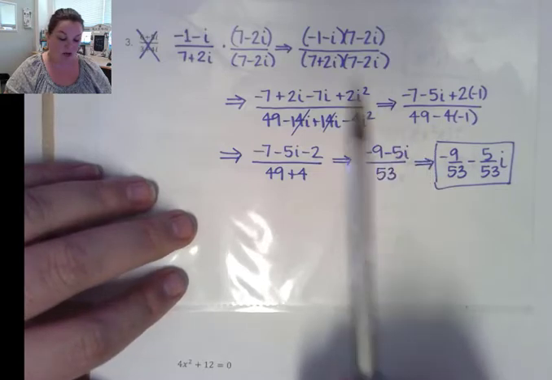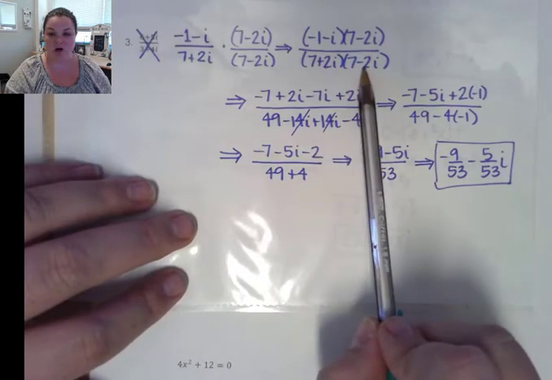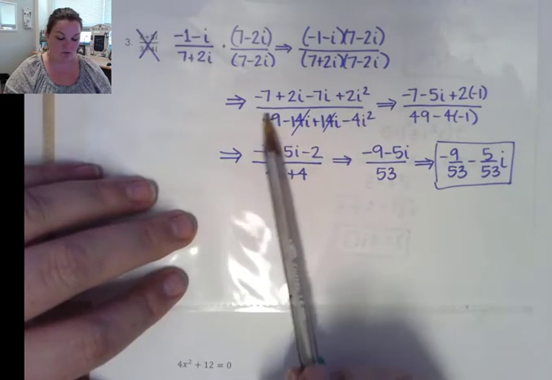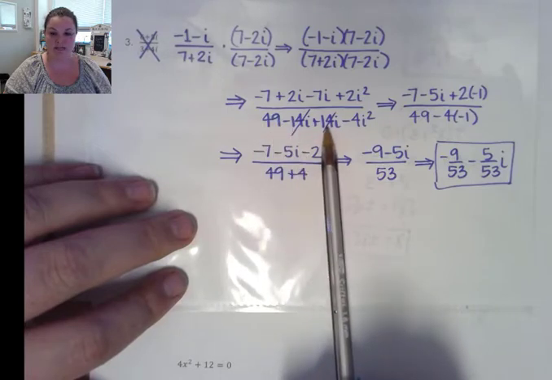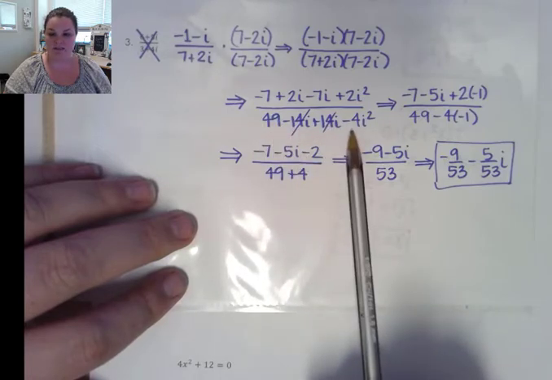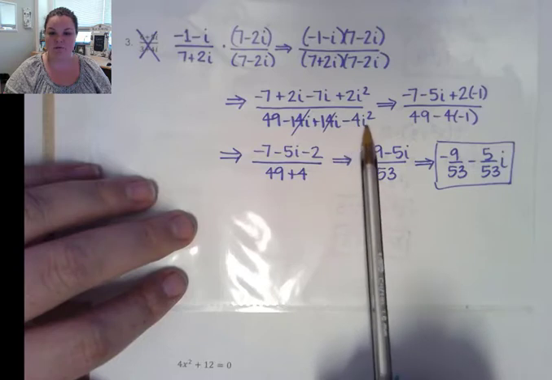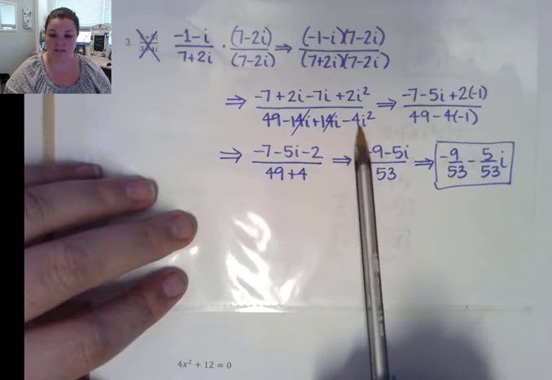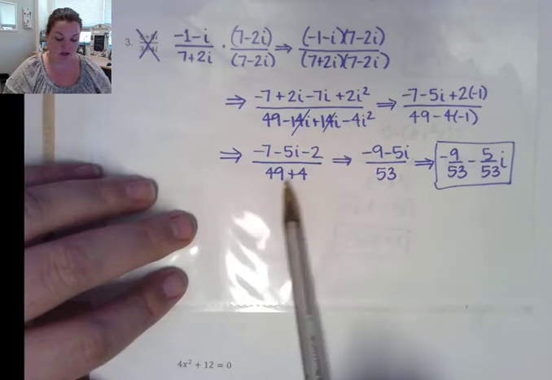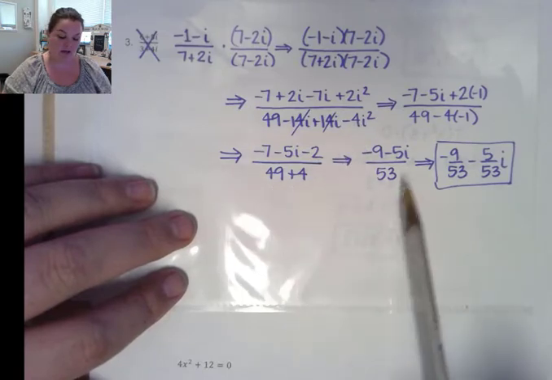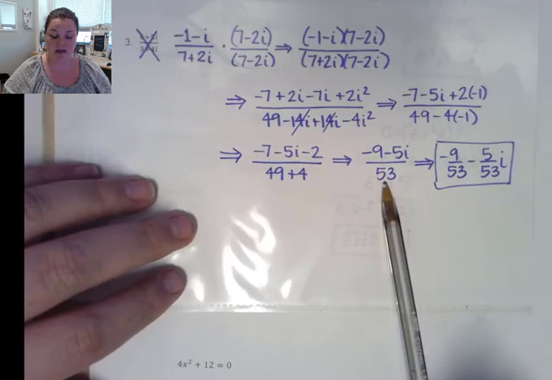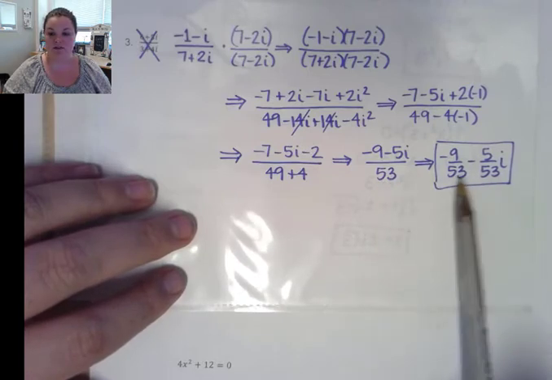Okay. On bottom, when I multiply a number and its conjugate, I end up with the 49. My next two terms cancel out. And my last term, I'm left with negative 4i squared. i squared is negative 1, so that's going to turn that into a positive 4. And when I combine that positive 4 with the 49, I get 53. Okay. Again, make sure you separate it into two terms.